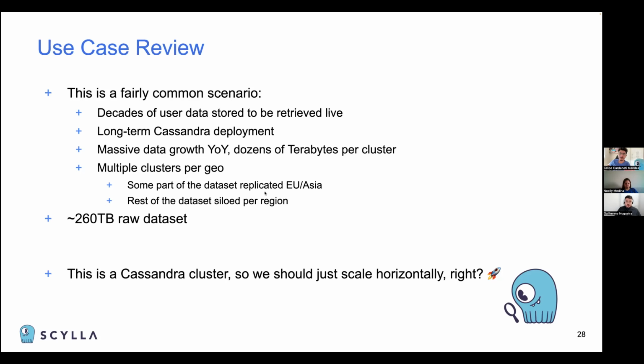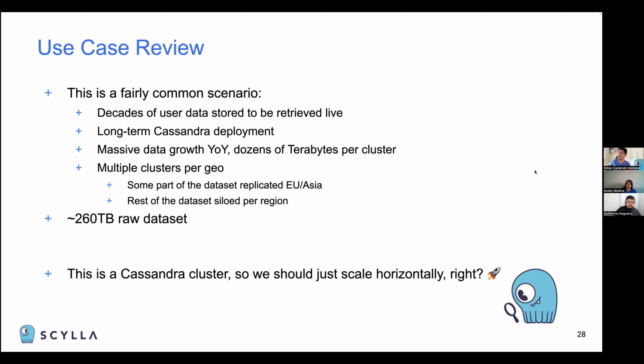And they had multiple clusters per geo. So some parts of the data set were replicated between Asia and Europe. They had some data that was siloed per region, depending on the part of the use case. But in general, it was a massive 260 terabytes raw data set that was replicated across multiple clusters within those regions. And as I said before, this being a Cassandra cluster, we should just move forward and scale it horizontally, right?